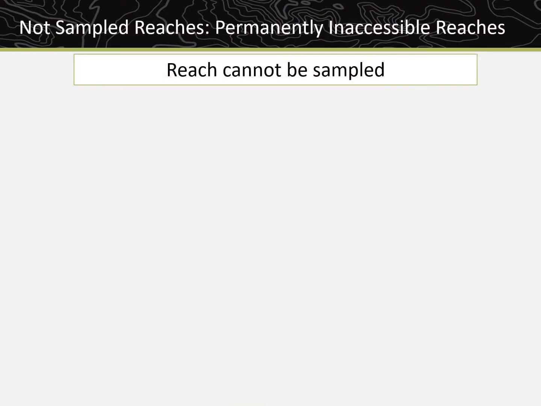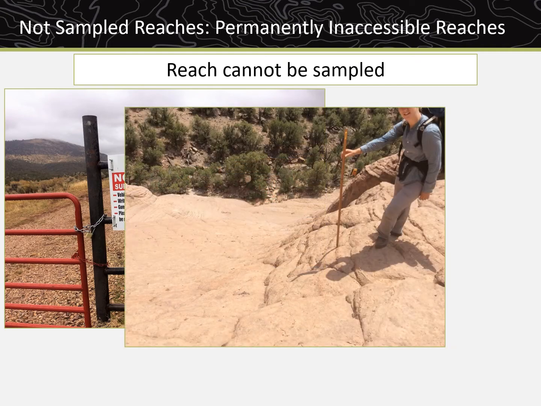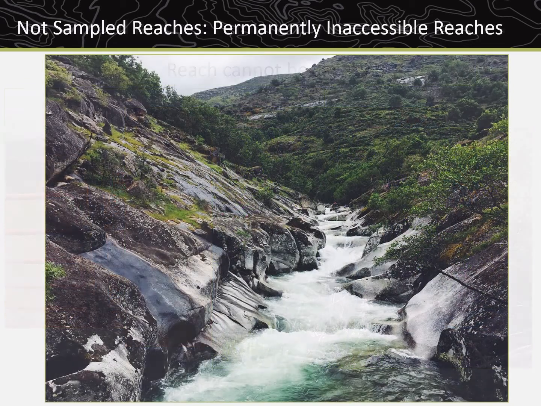A reach may be marked as permanently inaccessible because there is no way to access or sample the reach. This may occur because of access issues from a private landowner, unmanageable terrain, or severely dense vegetation. A reach may also be permanently inaccessible because it is too dangerous to wade or boat due to extreme whitewater or steep drainages.